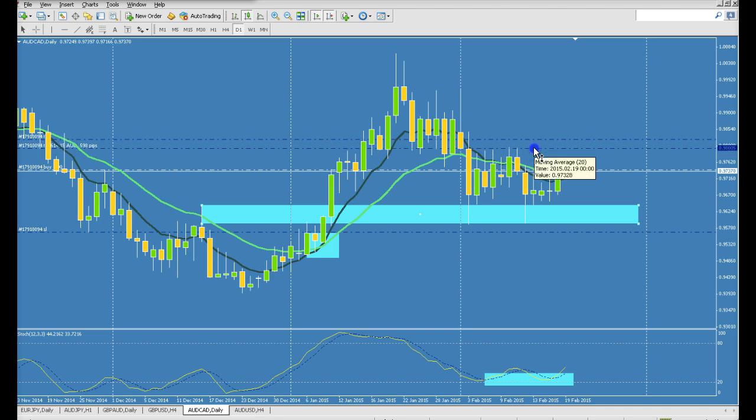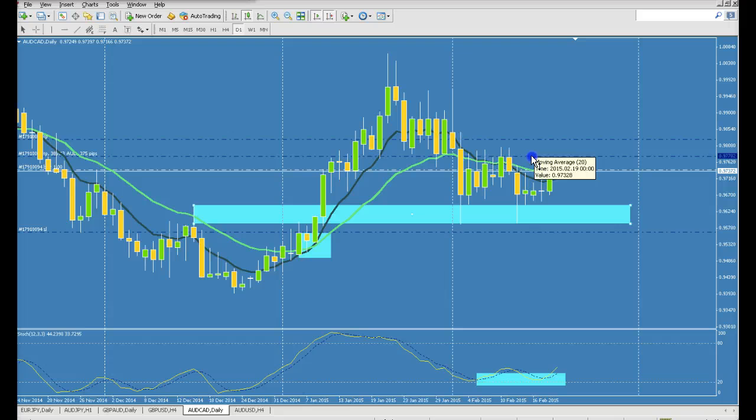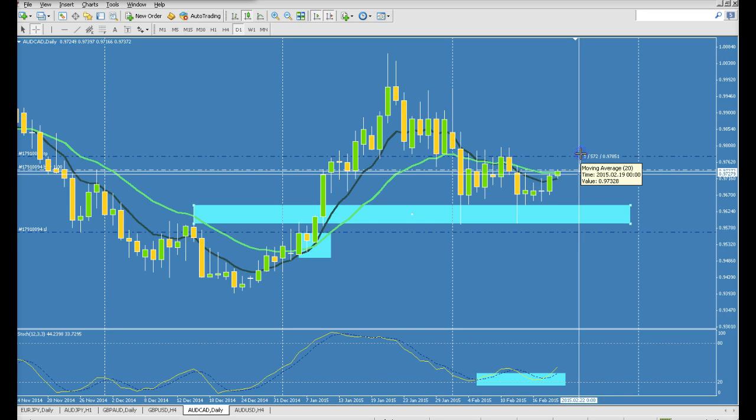Usually I'd like to use the body as the resistance, not the wick. So I'm going to put the stop loss right there, which is quite a distance away. That's about 60 pips away. Again, looking at different time frames, one time frame will support another.